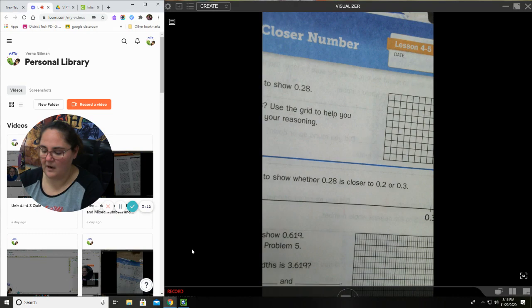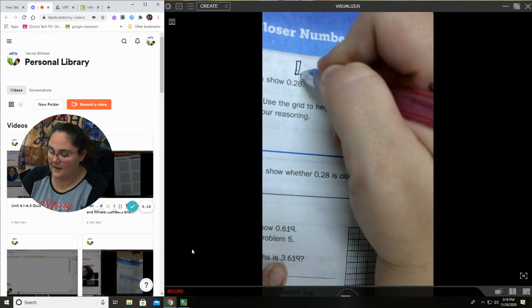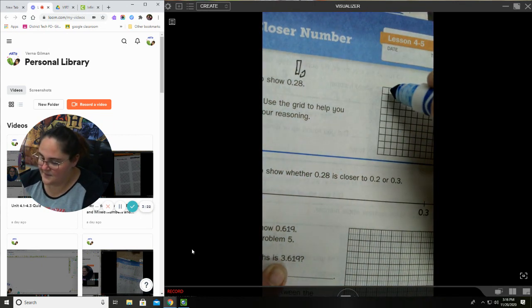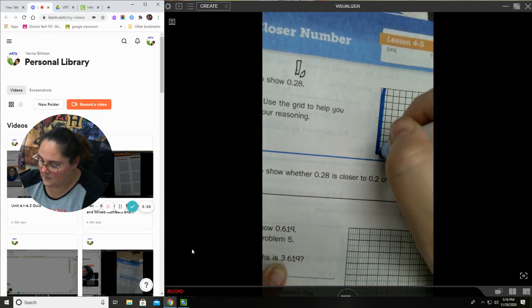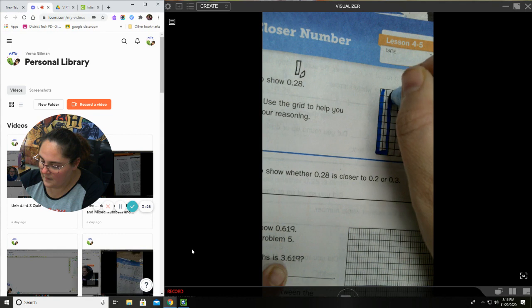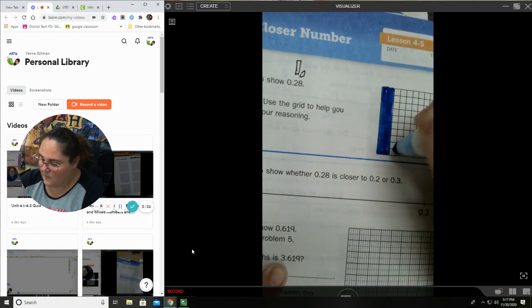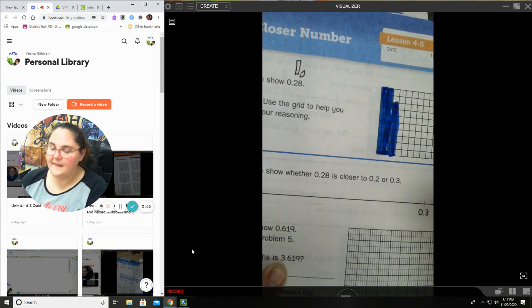So just like before, I'm going to draw my little hint. I know that when it's in the tenths column, it's a long, and my hundredths column is a little tiny square, right? So I need 2 longs and 8 squares. That's what we're going to do.